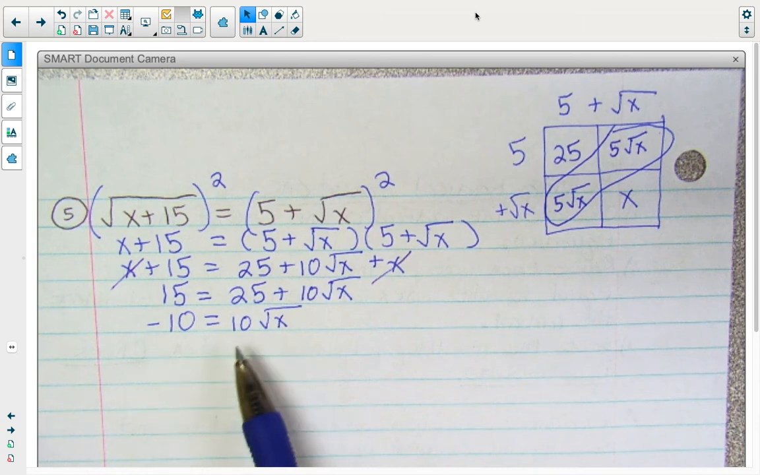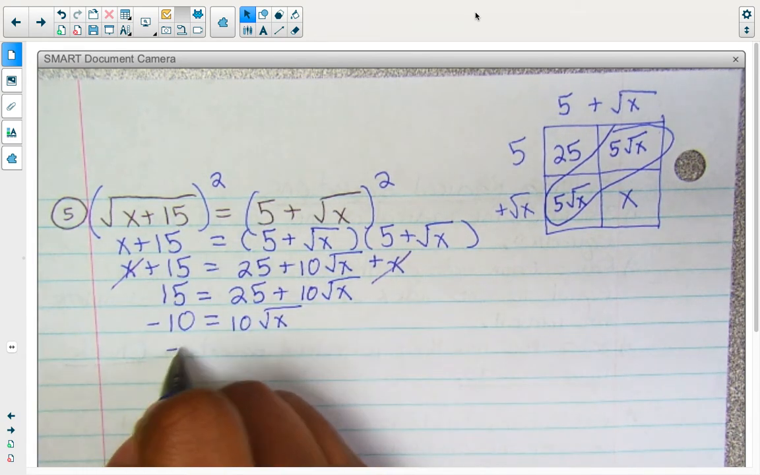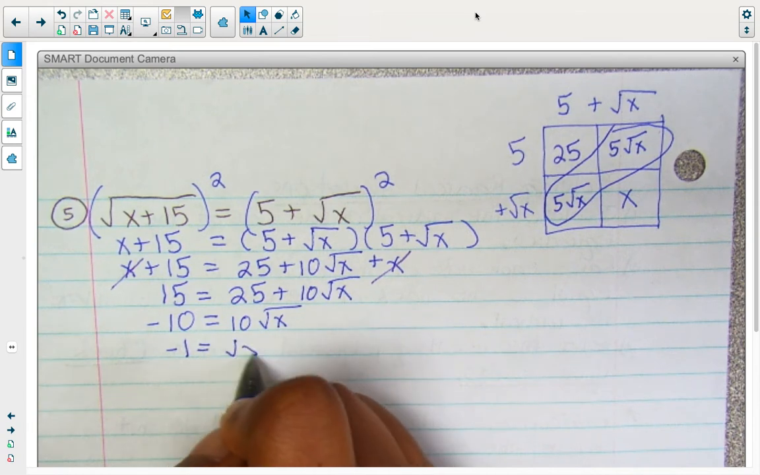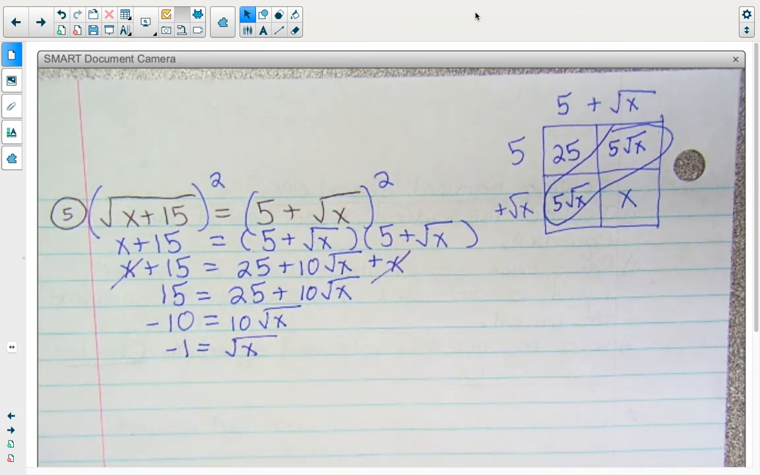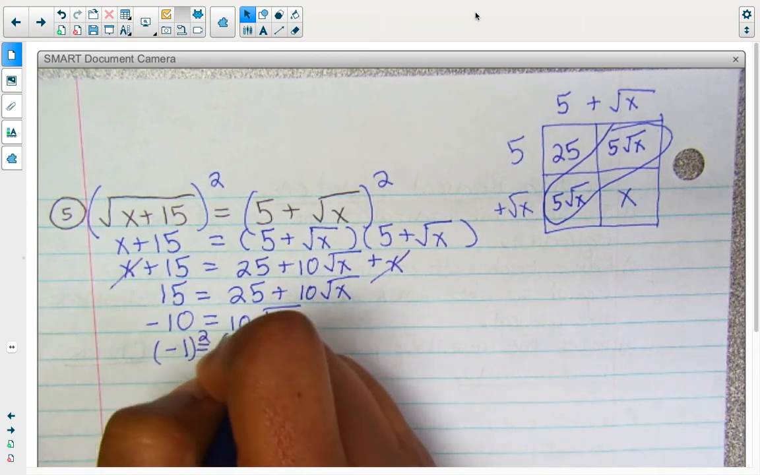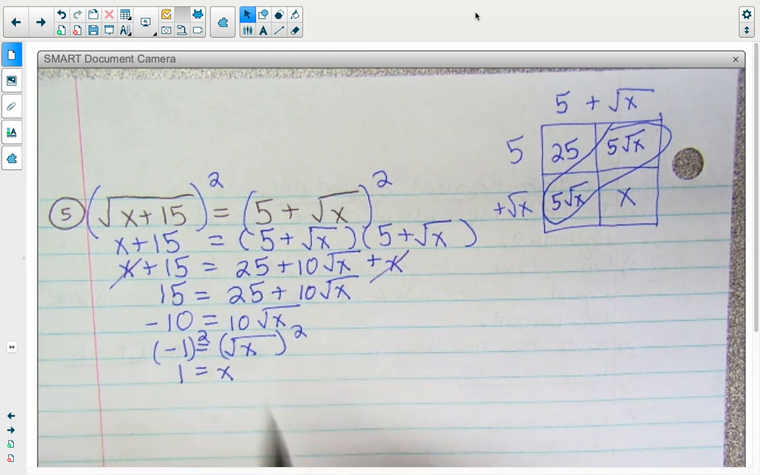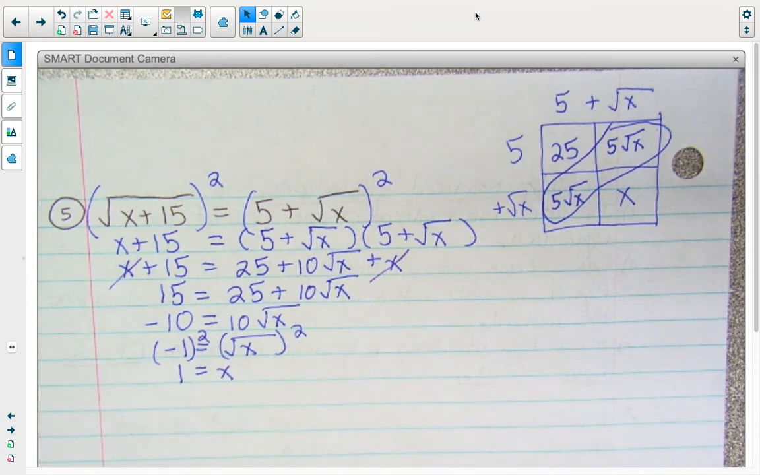From here, the opposite of multiplying by 10 is to divide by 10. So that gives me negative 1 equals the square root of x. And I need to square both sides. So I'm going to square this side and square this side. So we get 1 equals x. So allegedly, this is our answer.